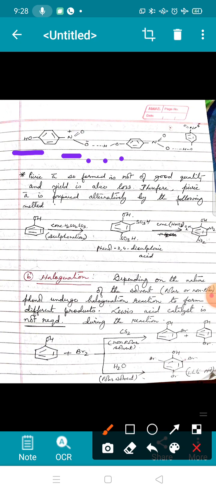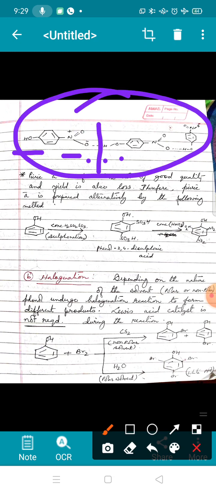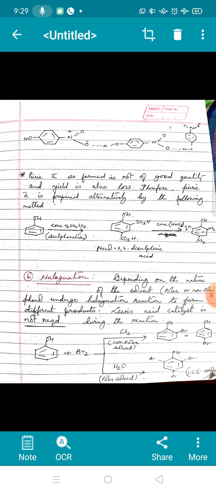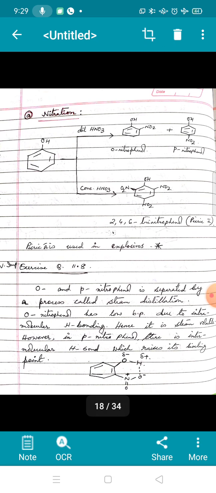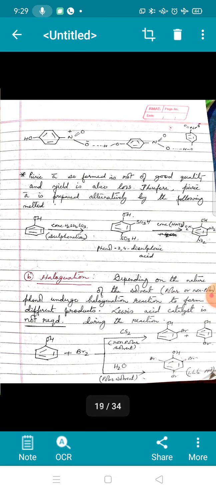As a result, different molecules come very close to each other, and for separation, if you want to carry out distillation, you need more energy to break the hydrogen bonds. So para-nitrophenol will have a higher boiling point compared to orthonitrophenol. So that is why they can be separated by a method called steam distillation. Please check the question in the exercise 11.8, a very important, very frequently asked question. So that's how you should write the answer together with the structure.